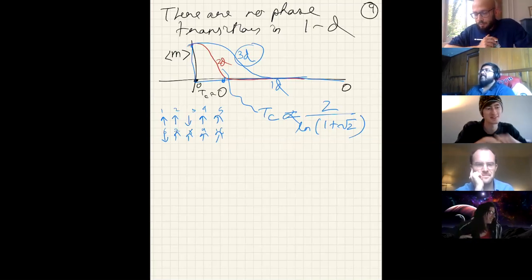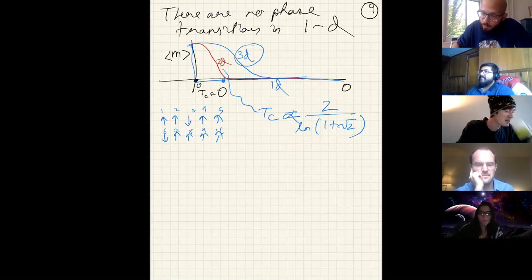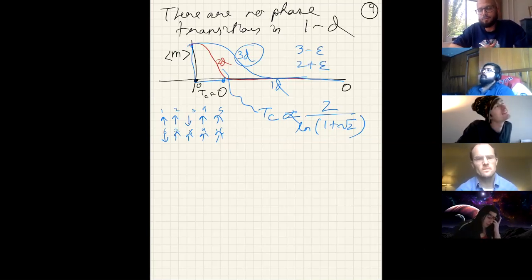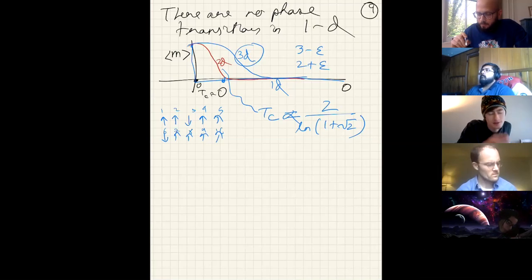So what people have tried to do for this is to think about 3 minus epsilon dimensions or 2 plus epsilon dimensions, which, don't even ask me what it means to think about 2 plus epsilon dimensions. These are mathematical ideas using differential geometry, this, that, whatever. You can go and see papers on this. There are lots and lots of papers. So we are already seeing some very interesting things.